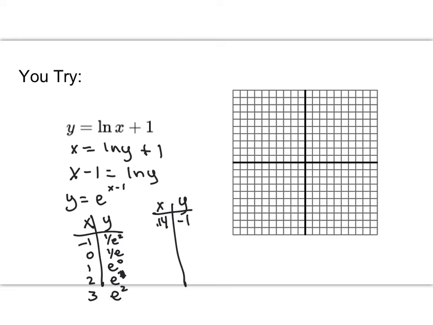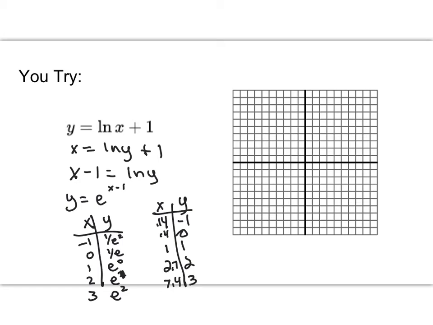One over e was about 0.4. E to the 0 is simply 1. So I have a point here at (1, 1). E to the first is 2.72, and e squared was 7.4, I believe.